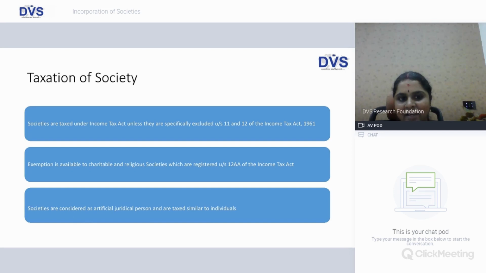Societies are taxed under Section 80A unless they are specifically excluded under Sections 11 and 12 of the Income Tax Act, 1961. The exemption is available to charitable and religious societies, as mentioned in the previous slide, which are registered under Section 12A of the Income Tax Act. And societies are considered artificial juridical persons and are taxed similar to individuals.